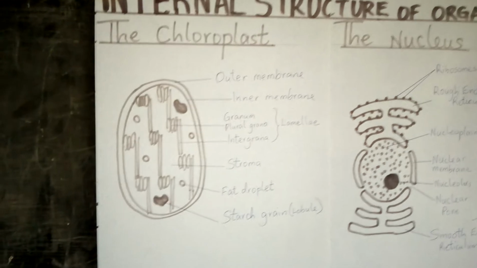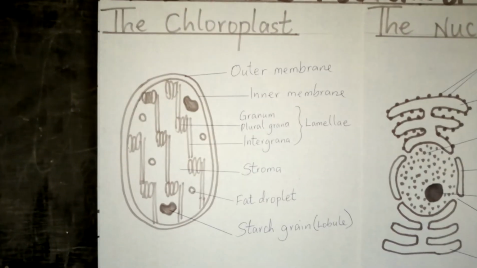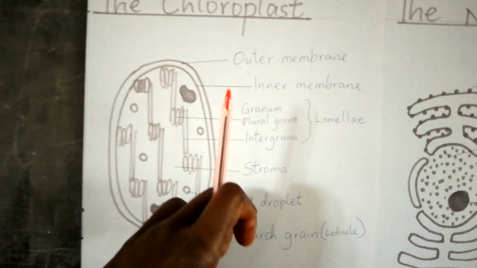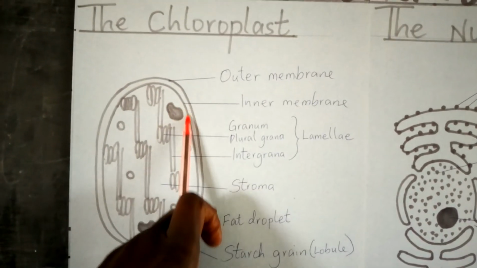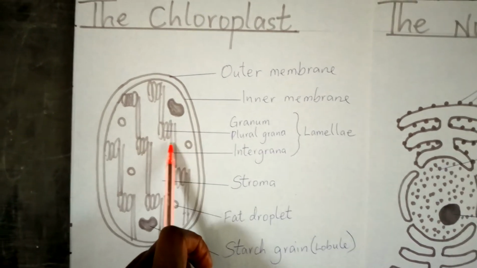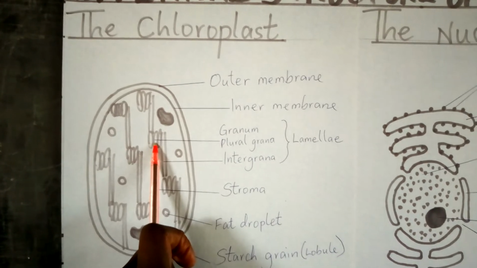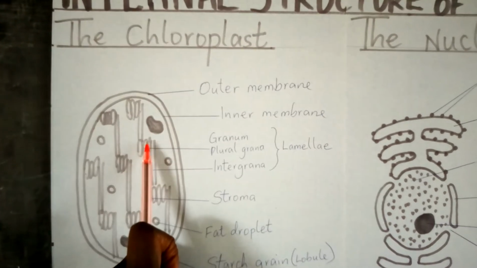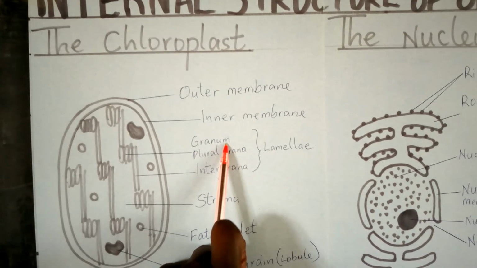The chloroplast comprises of various noticeable parts, which include the outer membrane. The outer membrane is here. It also comprises of the inner membrane. It also comprises of the lamellae. Lamellae, or you can call them the lamella, comprise of the granum and intergranum. The granum is singular. If there are many, we call them the grana. Spelling is here. If there are many, this one is singular.